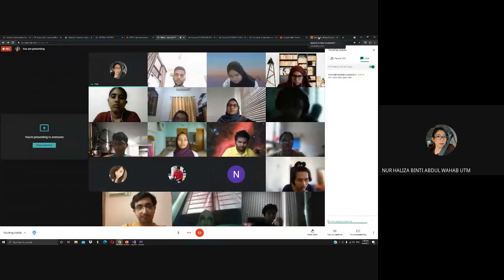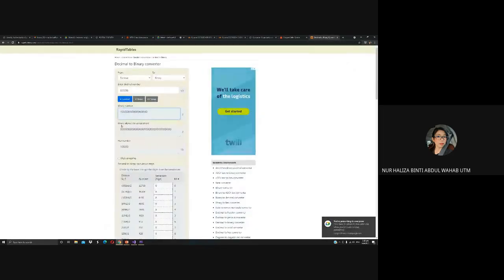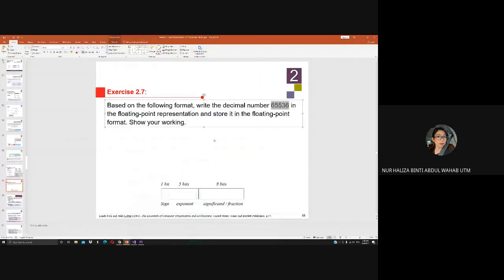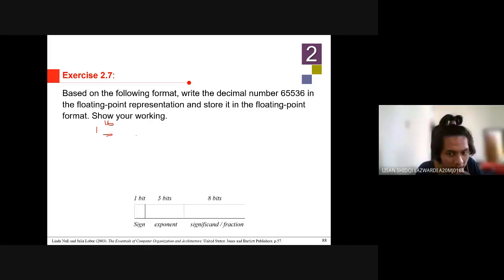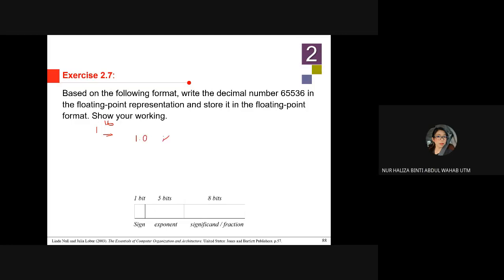You can also see my screen, right? Yeah, we can see. Okay. I just convert it into binary using the Google software. So where should I start? Okay. I have one, then 0000. How many? 16. I forgot. Yeah, 16, I think. 1.0 times 2 to the power of 16, if I'm not mistaken, isn't it?